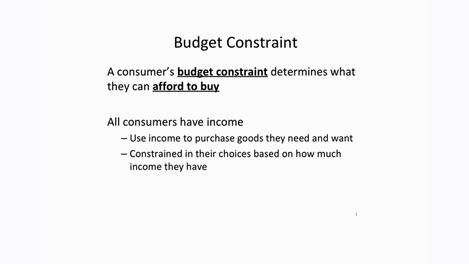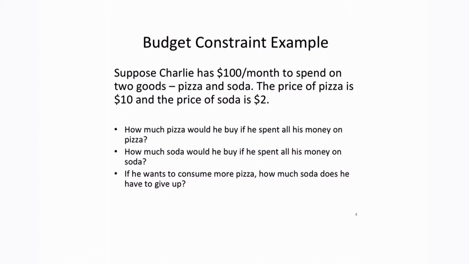So to start off with, let's talk about the budget constraint. A budget constraint looks at how much a consumer can afford in the purchase of two goods. It takes into consideration both the price of the goods as well as the consumer's income. So let's look at an example here. Let's suppose our friend Charlie has $100 a month to spend on the consumption of two goods, pizza and soda. The price of pizza is $10 and the price of soda is $2. So we want to know how much pizza can he buy if he spends all of his money on pizza, and how much soda can he buy if he spends all of his money on soda.